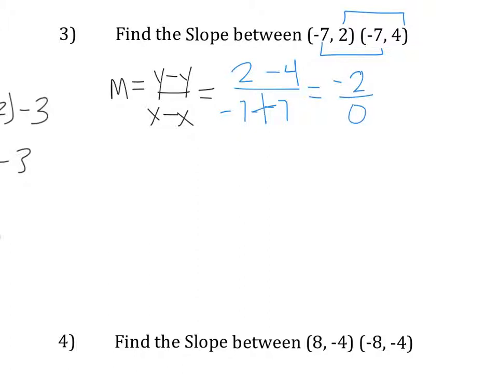Now if you remember from the last class, you should understand that we cannot divide by 0. Dividing by 0 is the same thing as asking to divide something into 0 pieces, which is impossible. You cannot have 0 in the denominator. So, dividing by 0, since it's impossible, we have a slope that is called undefined. The slope actually doesn't exist, so it's undefined.